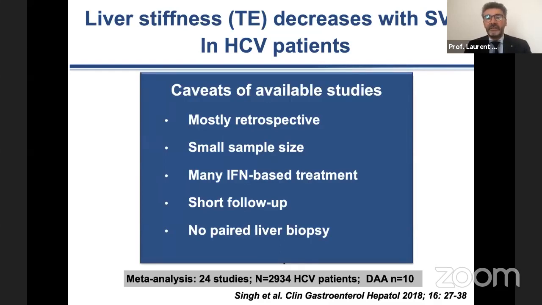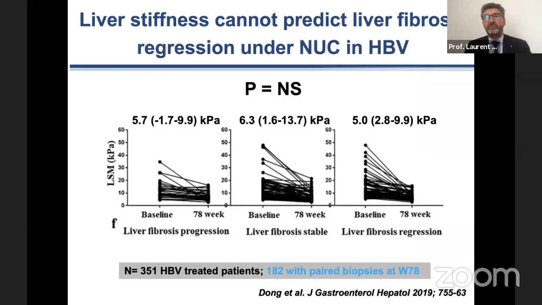However, there are several caveats to these studies. They are mostly retrospective, with small sample size, mostly interferon-based, short follow-up, and most importantly, no paired liver biopsy. And this is a critical issue because it's very likely that the decrease in liver stiffness is mostly related to inflammation and not to fibrosis regression.